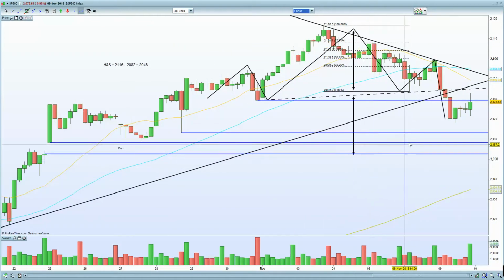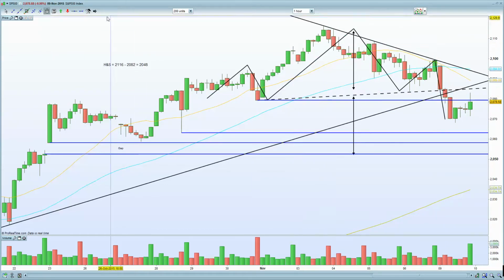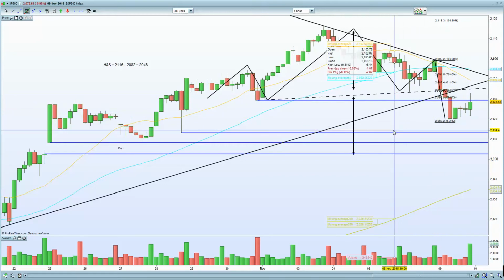Given the fact that we respected the H&S neckline yesterday, use your Fibonacci retracement tool as well. If I take the fib high to the fib low, you can see here that we retraced back up to the 38, well, certainly 40-50% resistance, and obviously flushed lower. The market currently is trading at 2073, and I'll discuss exactly what's going to happen next.